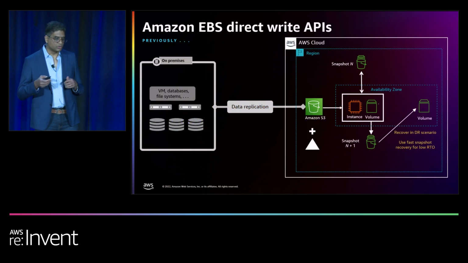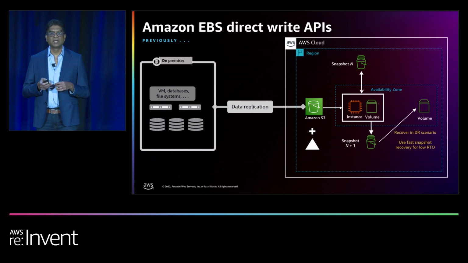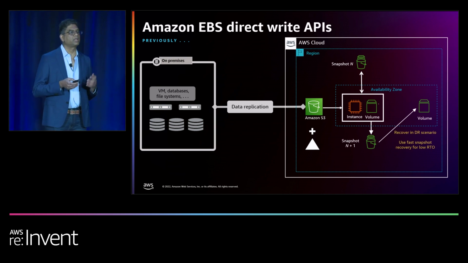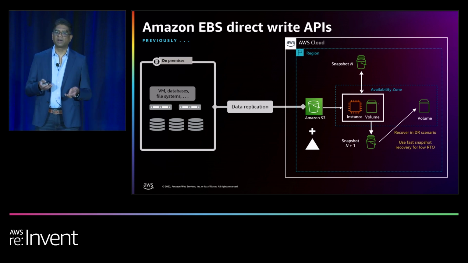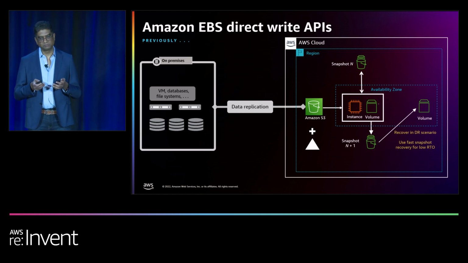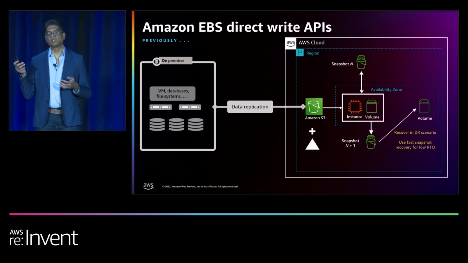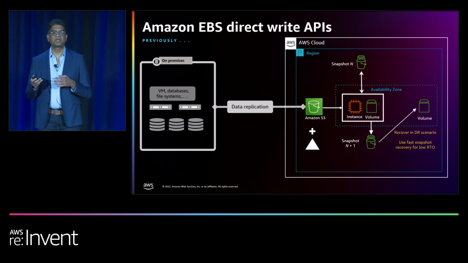So to give you a little bit more detail as to why we created these APIs, let's look at the scenario before the existence of these write APIs. Here, let's say you had a VM backup or a database backup that you needed to move to AWS. Prior to the write APIs, customers would essentially replicate that data by first copying it to S3. And then they would create an EC2 instance, attach an EBS volume, copy the data from S3 into that EBS volume, and then take a snapshot. So, a pretty cumbersome and lengthy process just to get an EBS snapshot.